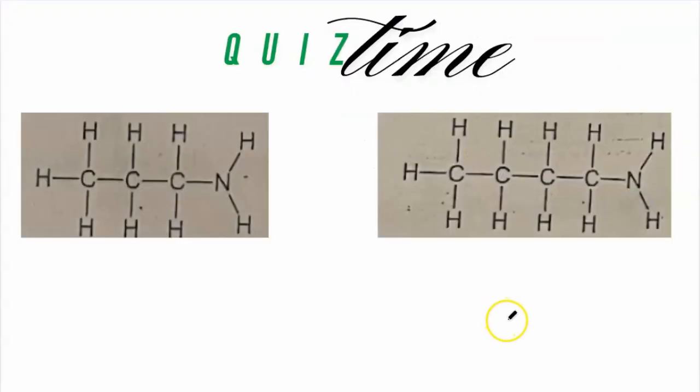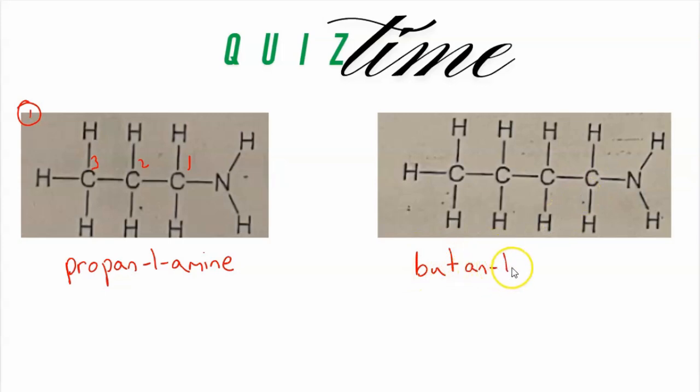Give these a try. So for our first one, we have a propane chain with nitrogen on the last or the first. We're going to say it's the first, right? We want the smallest number. We don't want to say 3, but we are going to have to specify it because we could put it on the 2. Can't put it on the 3 because then that would just become 1. So we're going to have to say propan-1-amine. And for this one, we have butane, and it's on the 1st carbon. So similarly, butan-1-amine.